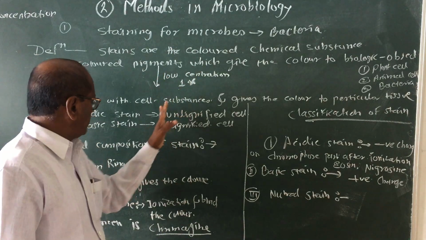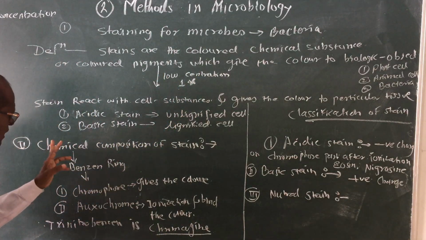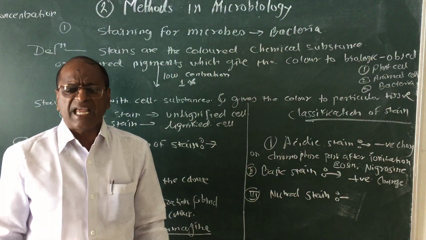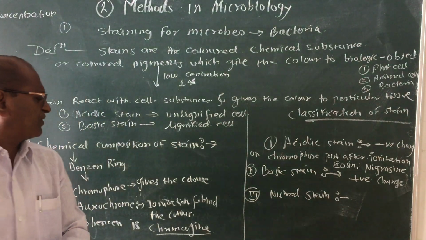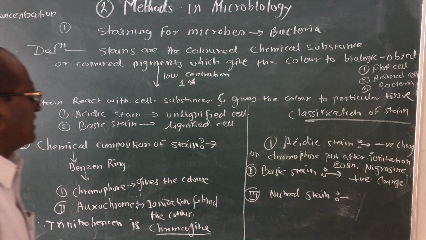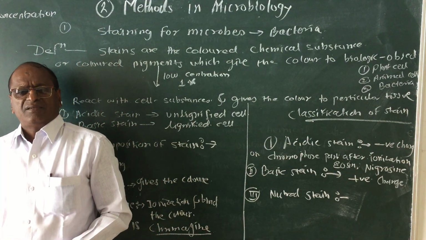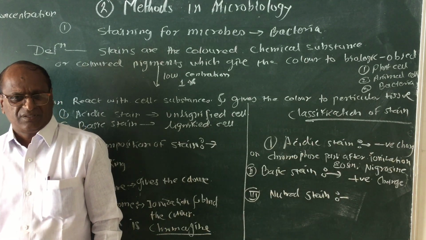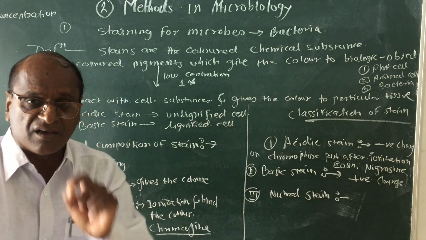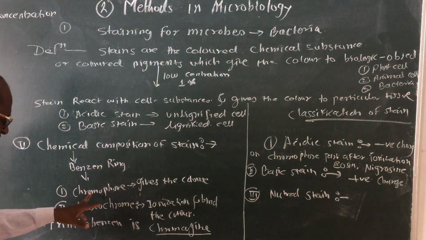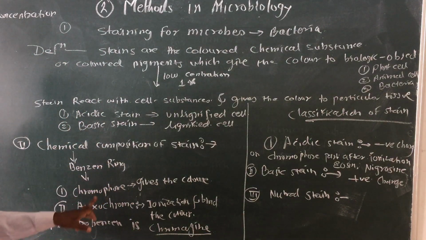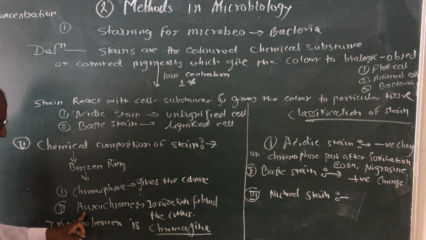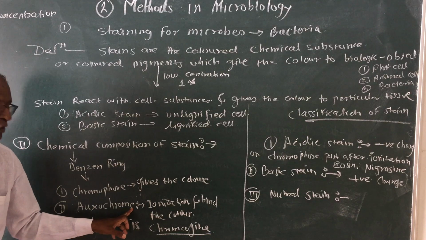Then we will study the chemical composition of the stain. Actually, the stain may consist of the benzene ring, and this benzene ring may have the chromophore and auxochrome.